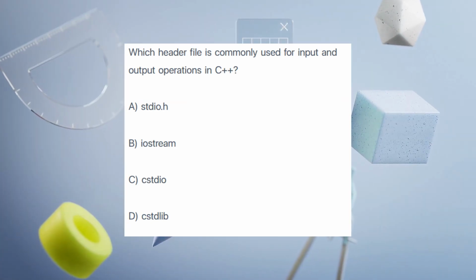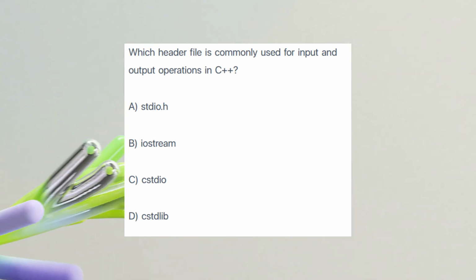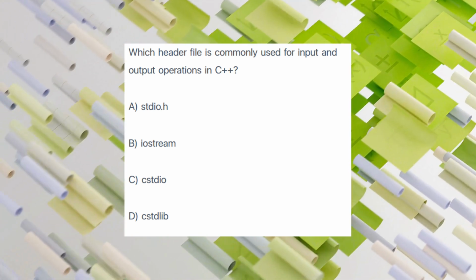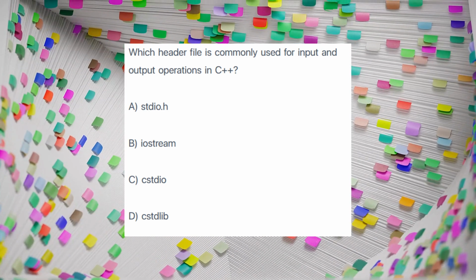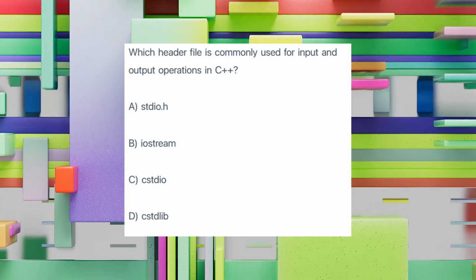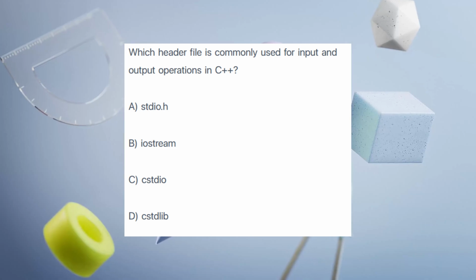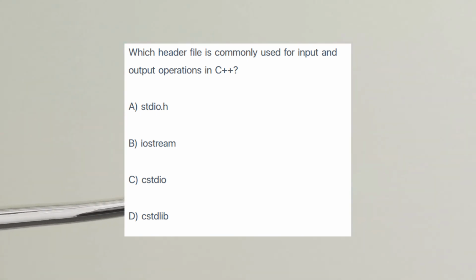Which header file is commonly used for input and output operations in C++? A, B, C, or D? Take a moment to think about it. The correct answer is B, iostream. iostream is the standard C++ header for stream-based input and output.